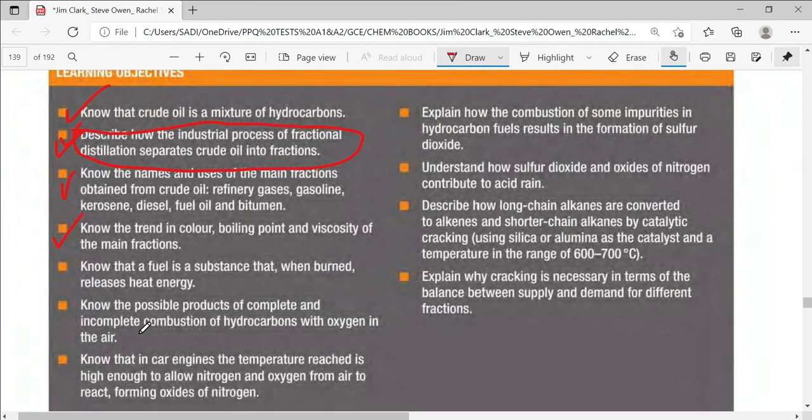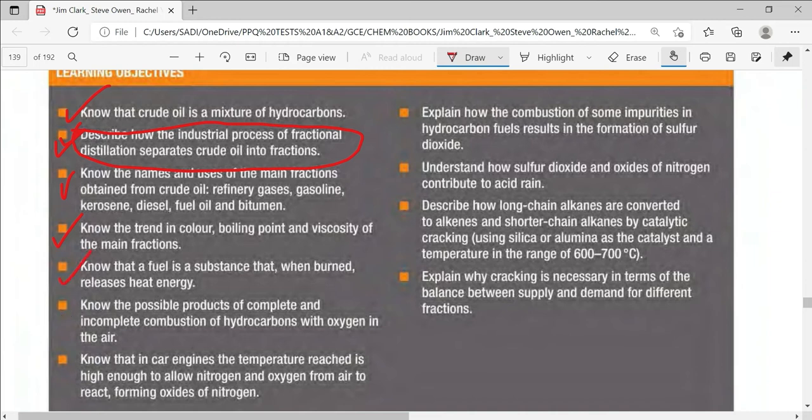Know that a fuel is a substance that when burned releases heat energy. What is a fuel? The definition of a fuel: anything that, when you burn it, releases energy is called a fuel. What is the best fuel? The best fuel is the one which releases a maximum amount of energy, which releases less carbon dioxide, which is eco-friendly, which is used in less quantity, but more and more of the energy is being given out.